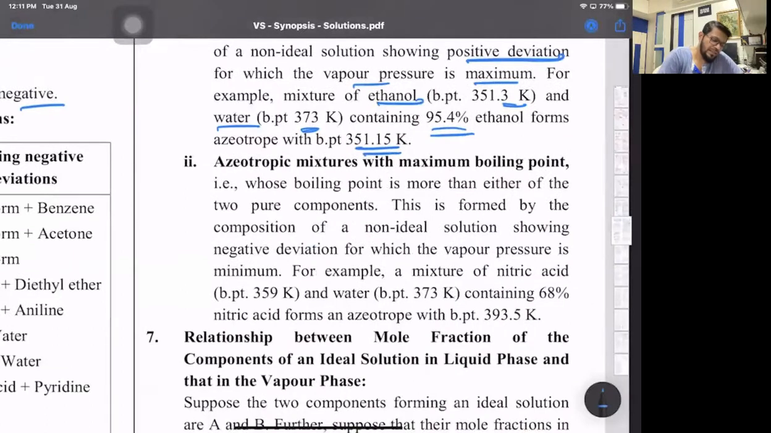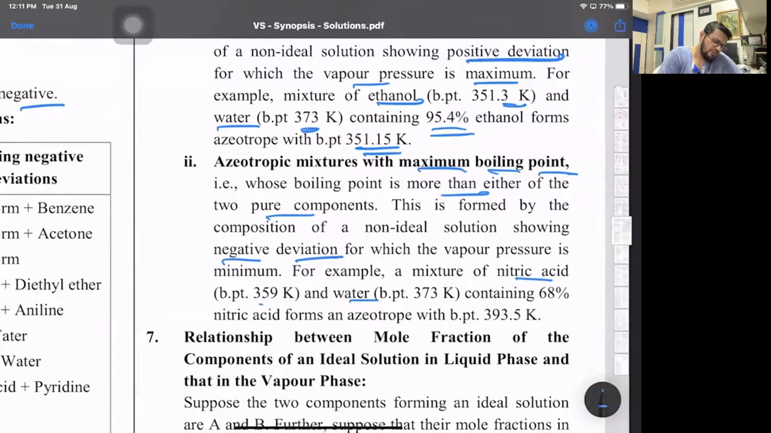Azeotropic mixture with maximum boiling point. This was a question that was asked with respect to this part. All right, what does it form? Keep in mind, they will not ask you the boiling points. No numerical data is asked in the paper. Keep in mind, it is mainly the examples that they ask. The boiling point is more than either of the two components. This is formed when it shows a negative deviation. For example, a mixture of nitric acid and water.